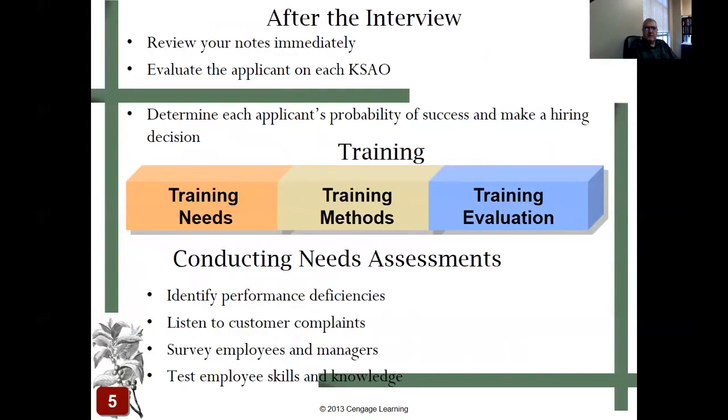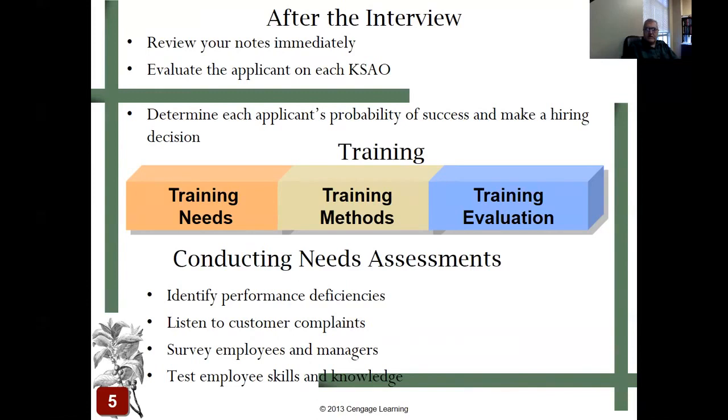After the interview, you have to review your notes immediately, evaluate the applicants on each KSAO, determine each applicant's probability of success, and make a hiring decision. The feedback should be given to the applicants as soon as possible.